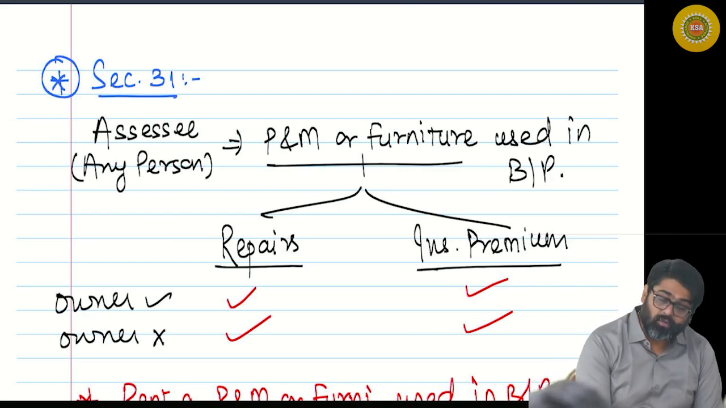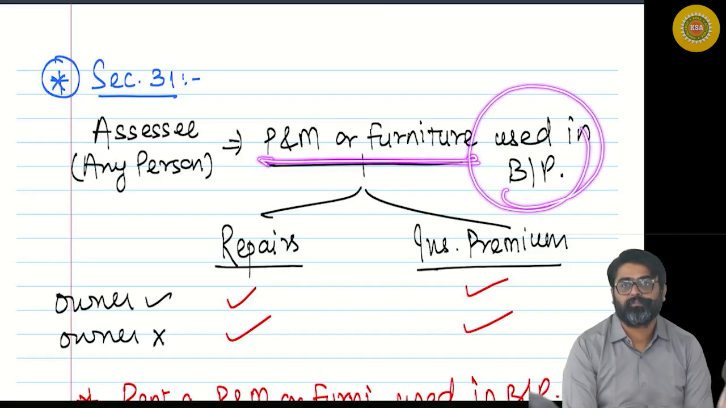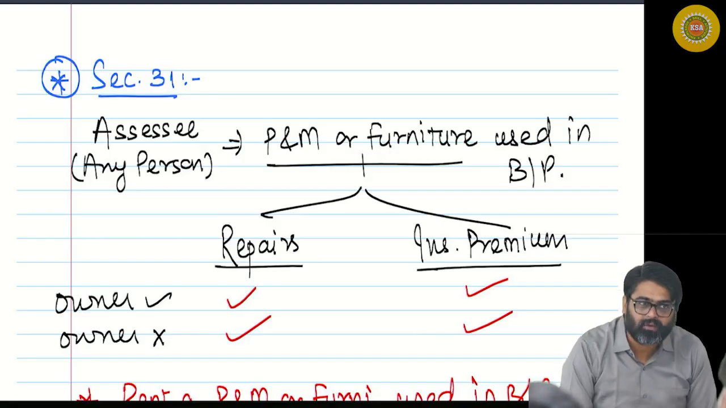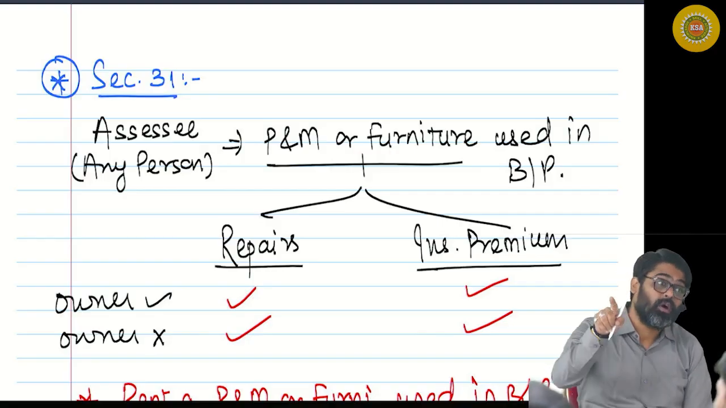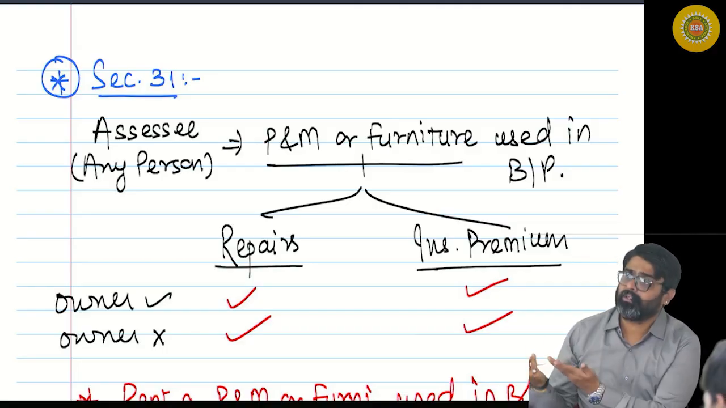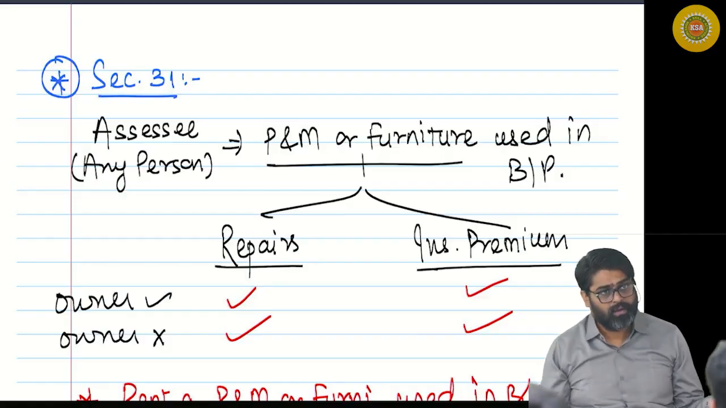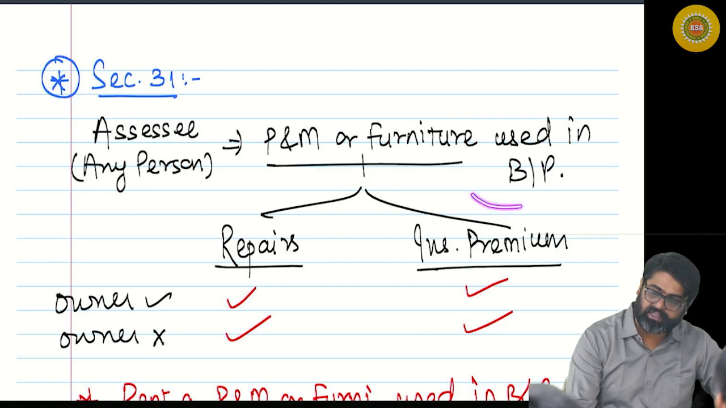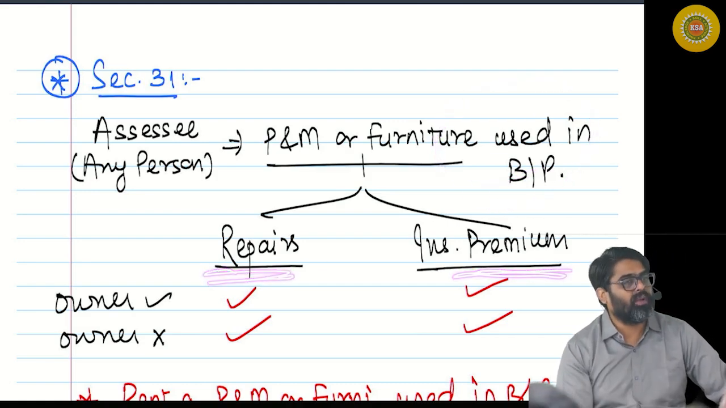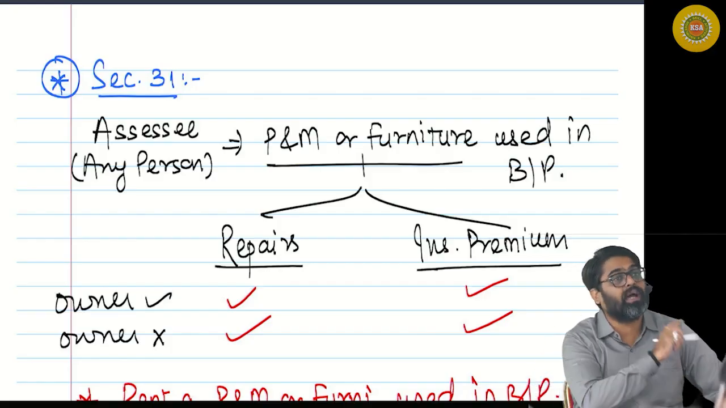Now tell me, where is it written that the plant and machinery or furniture which you are using in the business, you should be the owner of that plant and machinery? Is it a requirement that you should be the owner of that furniture? No. The plant and machinery or the furniture may be owned by me, may not be owned by me. But if that plant and machinery or furniture is used in my business or profession, its repairing cost and its insurance premium, if I have incurred this expense, I am eligible to get the deduction under this section.